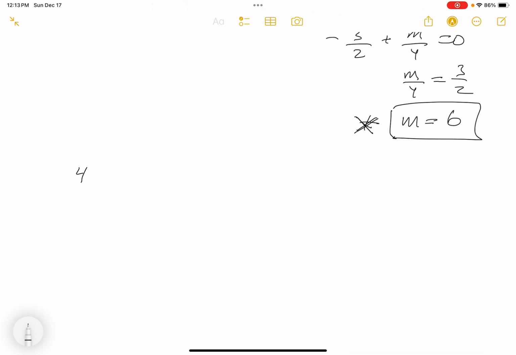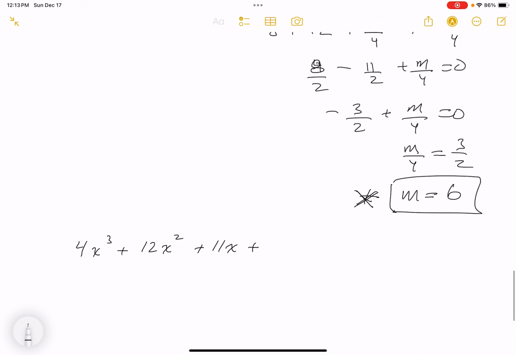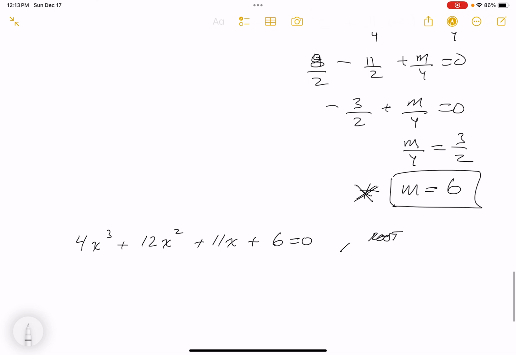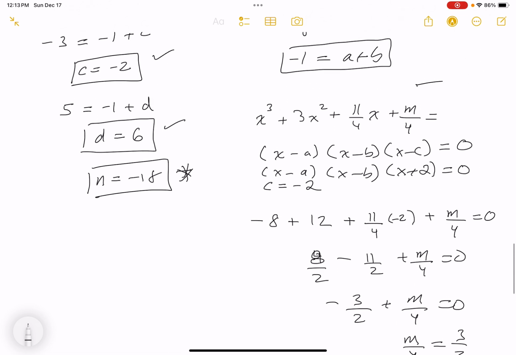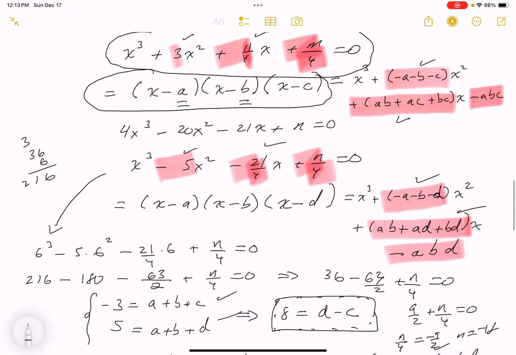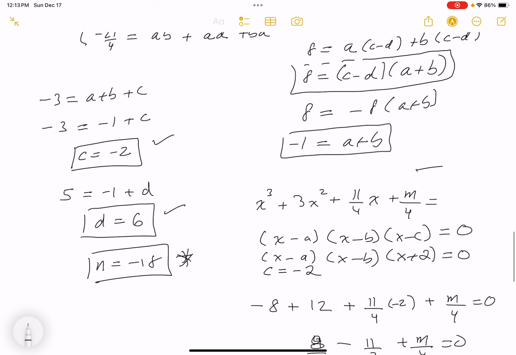The first equation was 4x cubed plus 12x squared plus 11x plus m. What's m? Oh, it's over here. I'm sorry, 6 equals 0. I know there's a root of this over here. What root do I know? The root of that equation, if you remember, we found that was c. And what was c? C was actually minus 2. Yep, c is minus 2.